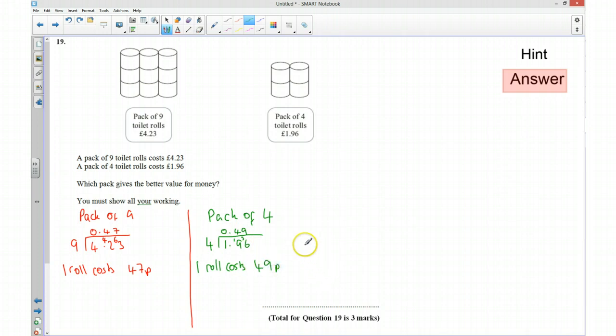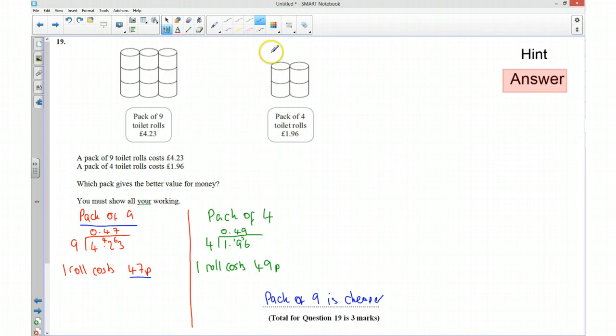Okay, and we can see clearly now that 47p for a roll is going to be cheaper than 49p for a roll, so my pack of 9 is going to be cheaper. Right, okay, so that's how we can work it out.